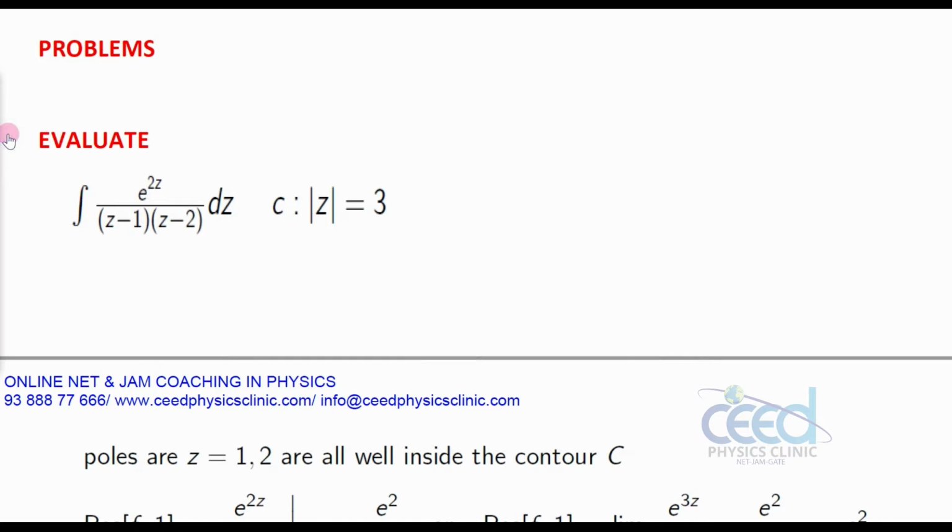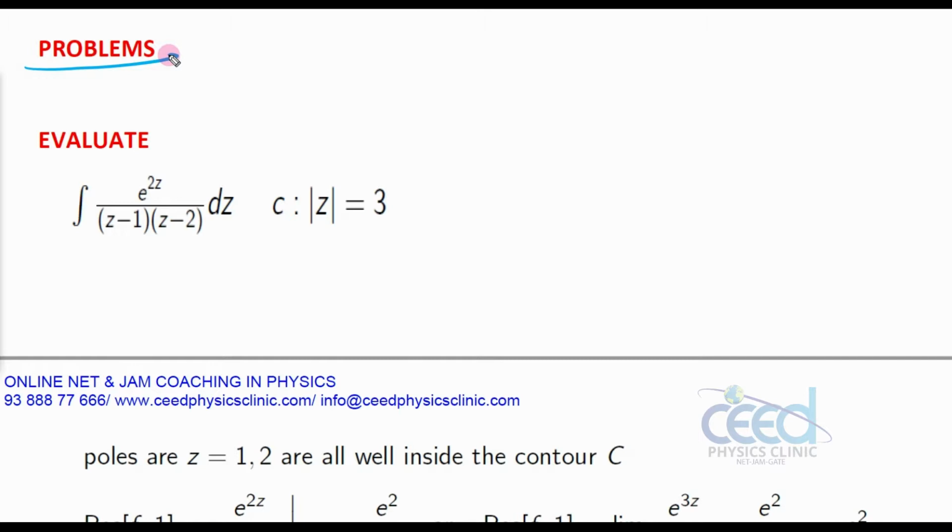In the last lecture we have seen Cauchy's integral formula and using it we have done some examples to find the integration of complex functions. Today we are going to discuss some problems based on this.